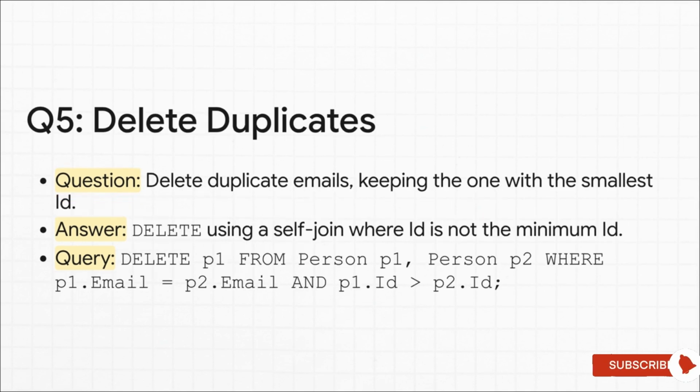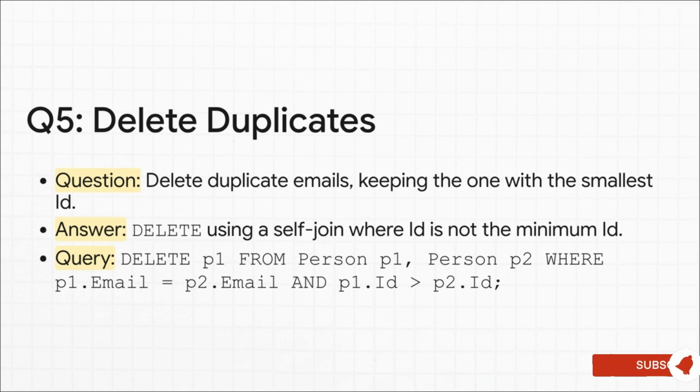Perfect. Now for the logical next step, how do you actually delete those duplicates? The rule is you need to keep the one with the lowest ID and get rid of the rest. Right. This is where it gets a little trickier, but it's a really clever use of, you guessed it, another self-join. You basically join the person table to itself. Let's call them P1 and P2. You join them on the email, so you're matching up all the duplicate rows, but here's the secret sauce. In your where clause, you add a condition, P1.id greater than P2.id.